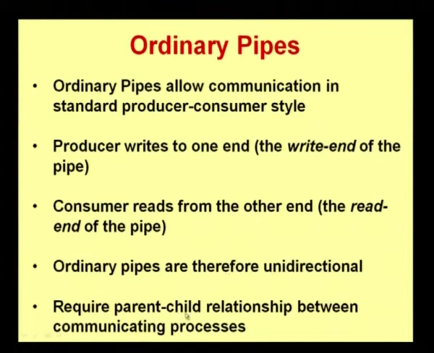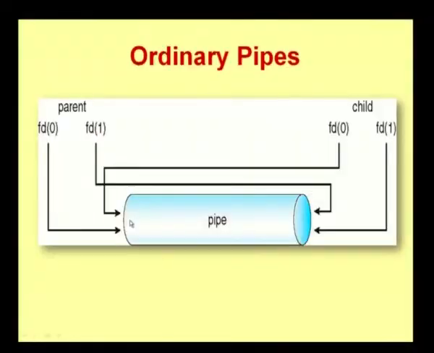It requires a parent-child relationship between communicating processes, which means you can send the data only from one end and you can receive the data on the other end. On that one particular end, data can be sent by both the parent as well as the child, and on the other end, data can be received by both the parent as well as the child. Here it shows an ordinary pipe, wherein this is the parent. FD is the file descriptor, FD of 0, FD of 1. So here this FD of 0 parent sends data. This has been sent by this particular end.